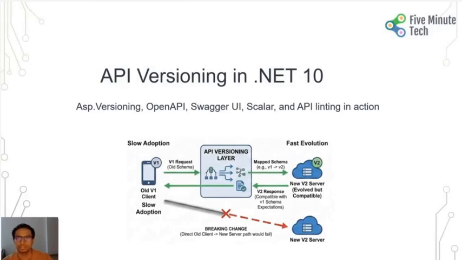Today we'll be talking about API versioning in .NET 10. The topics we'll be covering are Asp.Versioning, OpenAPI, Swagger UI, Scalar, and API linting in action. We will be talking about how important versioning your API is, which can take you from a slow adoption problem to a fast evolution. So let's get started.